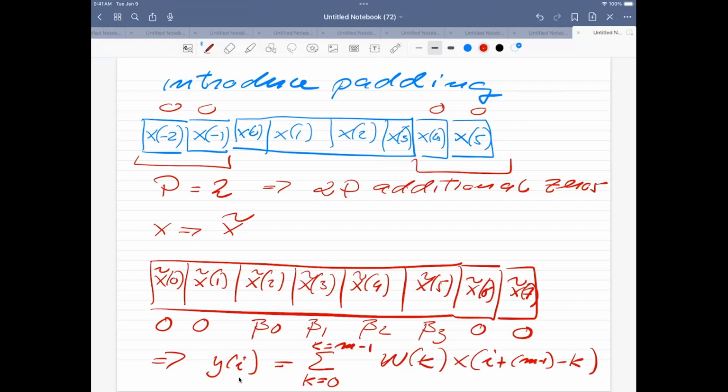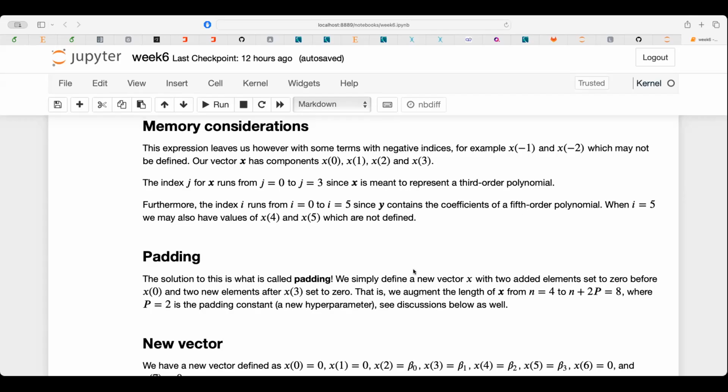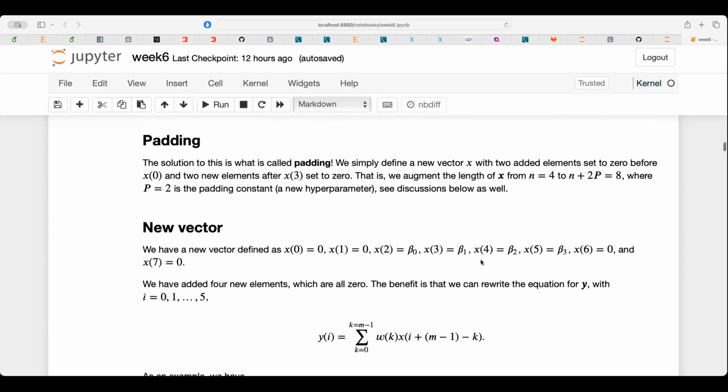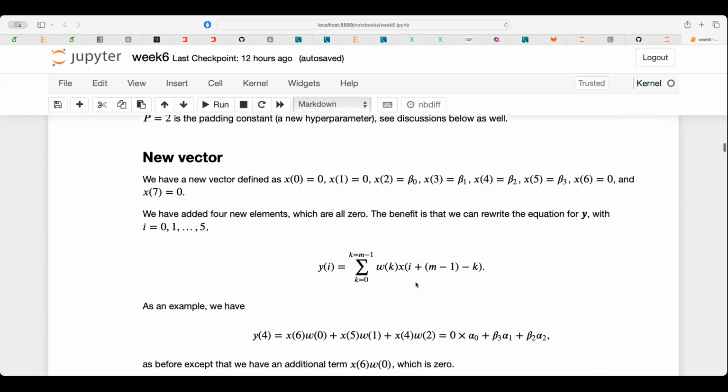So you can now see if we go back to the Jupyter notebook, let's go through some of these definitions again. So padding here, we have introduced 4 new elements. So that means we augment the length of x from 4 to 8. And these are the elements which we get. And then we can rewrite the equation like that.